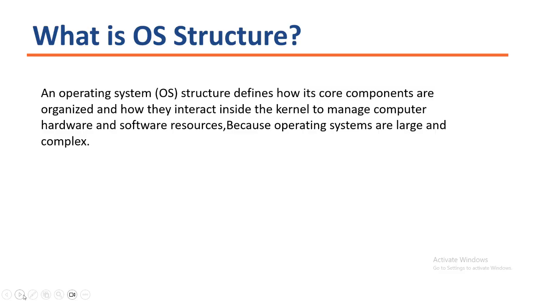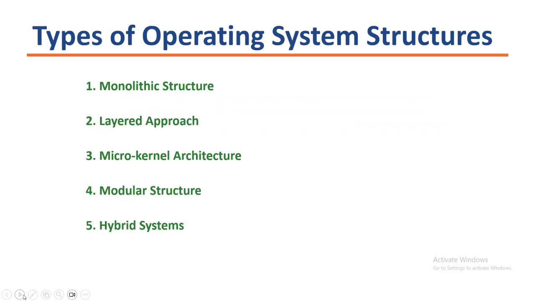Kernel means it's the central part of an operating system that directly controls the computer hardware, like the CPU. It acts as a blueprint. There are 5 types of operating system structure. They are monolithic structure, layered structure, microkernel, modular structure, hybrid, etc.